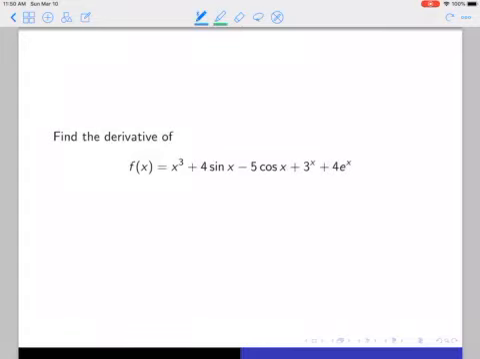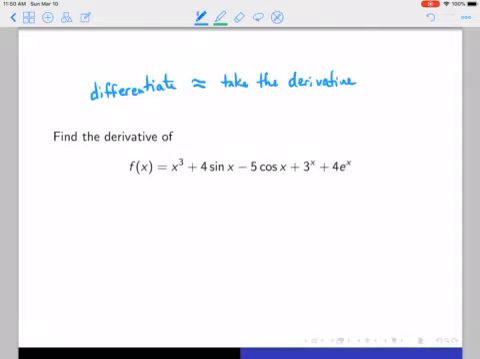All right, welcome back. So today I'm going to review some differentiation rules, and differentiation is the same as taking the derivative. They're two different words. Let me just write that down. Differentiate is the same as take the derivative.